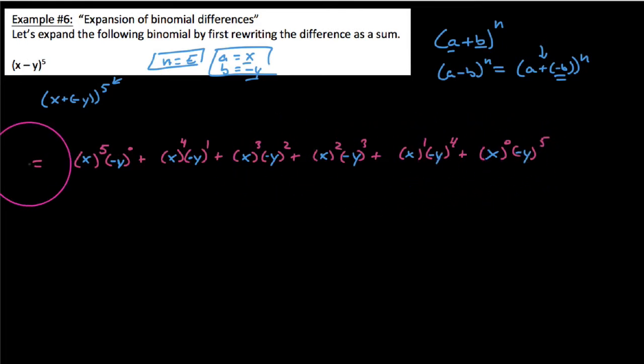The last thing we need to do here is fill in our coefficients. We say, okay, what would the coefficients of each of these terms be? As a matter of fact, these coefficients we get from what we call Pascal's triangle. So recall, Pascal's triangle looks like this.